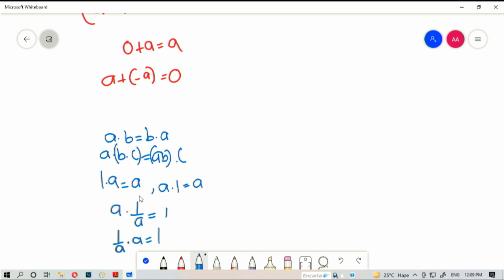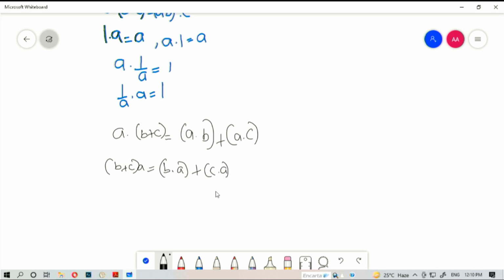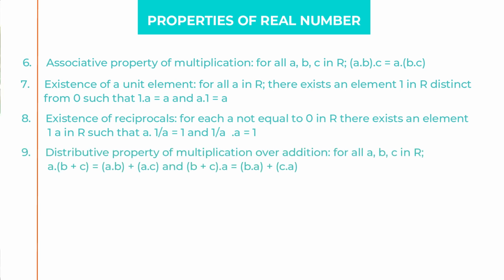And the ninth one, we have a multiplied by b plus c. This will give us a multiplied by b plus a multiplied by c. And we also have b plus c all multiplied by a. We also have that to be b multiplied by a plus c multiplied by a, for all a, b, c in R. And this is called the distributive property of multiplication over addition.